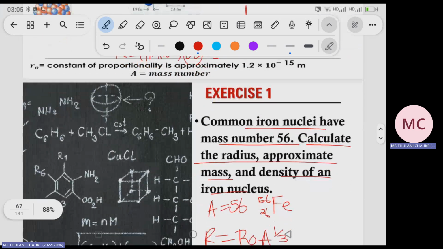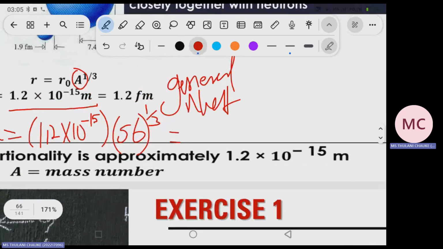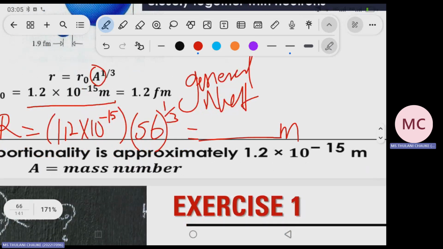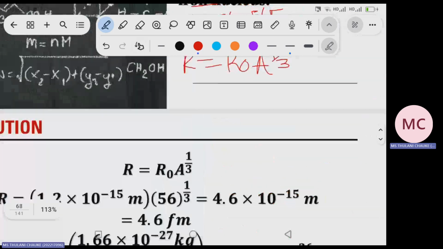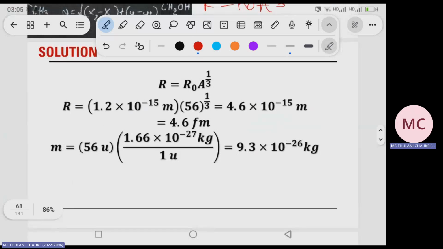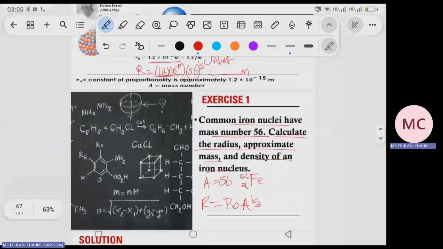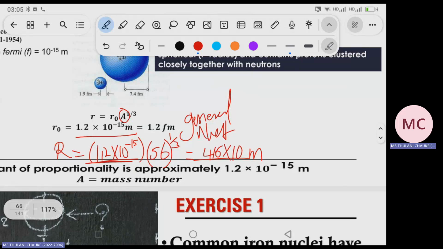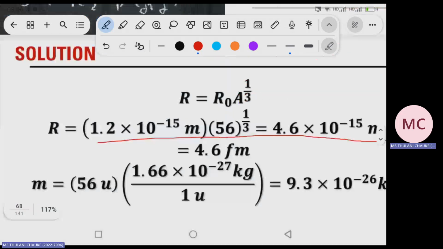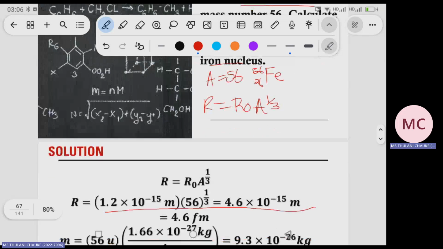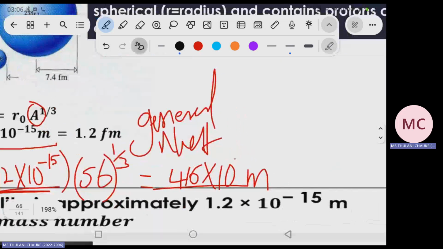I don't have a calculator here, but whatever answer you get, it will be in meters, since I used 1.2 times 10 to the negative 15. They actually calculated it here. The answer is 4.6 times 10 to the exponent negative 15. I'll just put the negative 15 here.